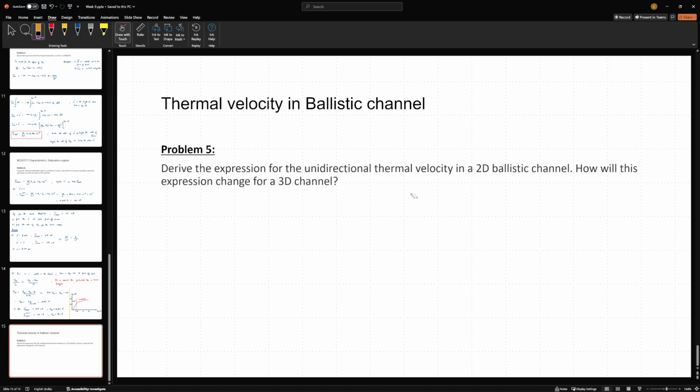Now let us go back to the ballistic channel very briefly. So this is the last topic for today. This discussion I'm going to do directly through a problem. And with this, I think next week we should be ready to talk about the ballistic MOSFET.